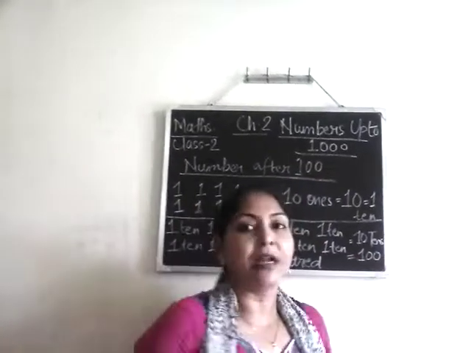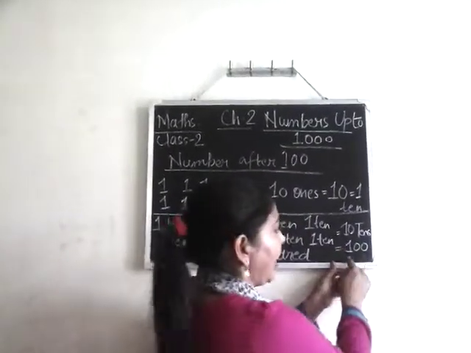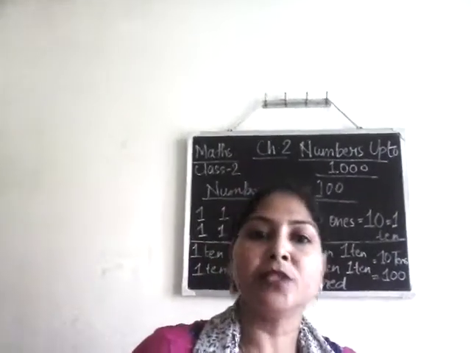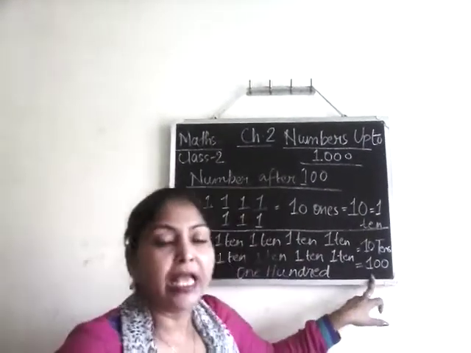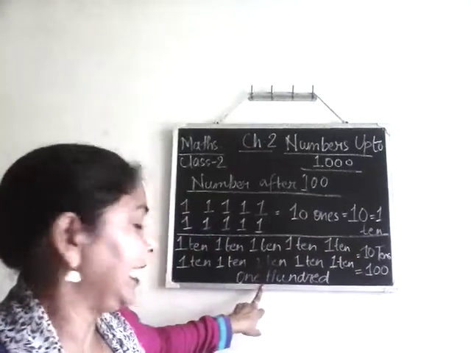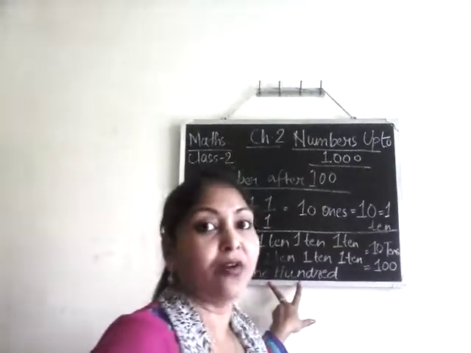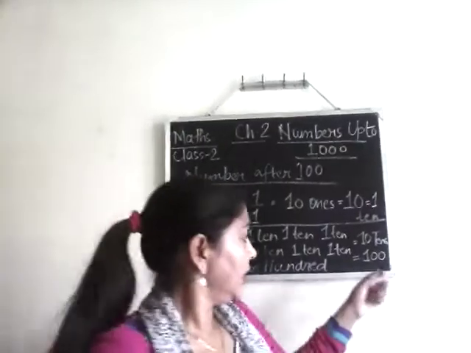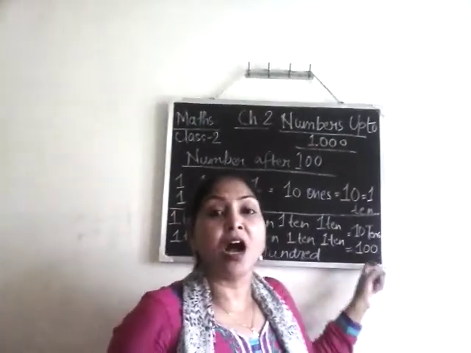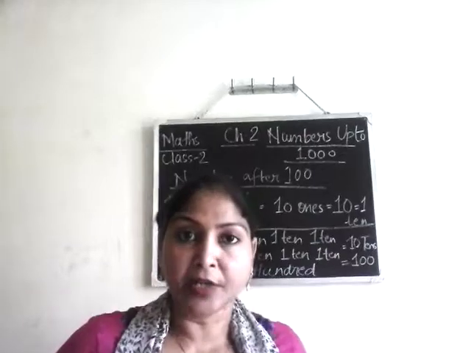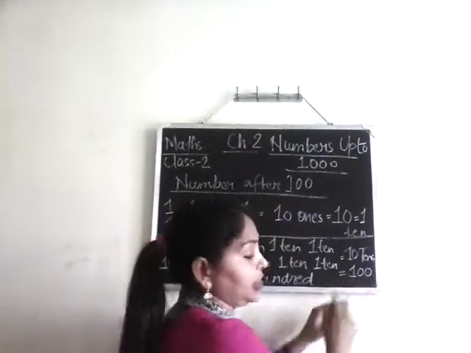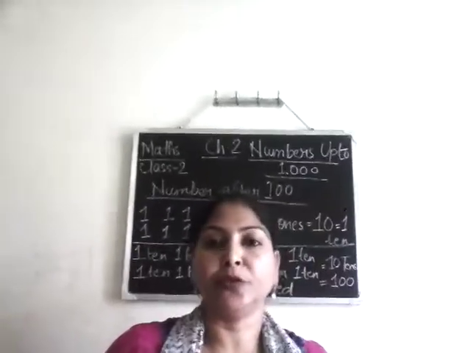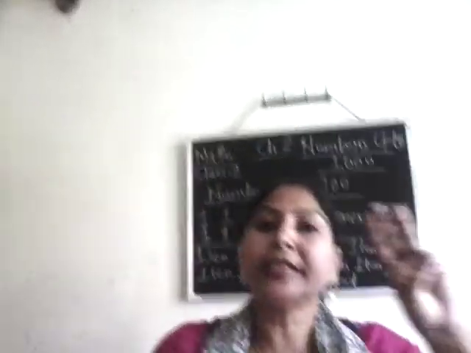So we write number 100 in this way. 10 tens is equal to 100. And in numbers we write in this way, and in number name we write like this. So you must learn the spelling of hundred very carefully, okay? And you see here, in hundreds, how many digits are there? In hundreds, we have 3 digits.